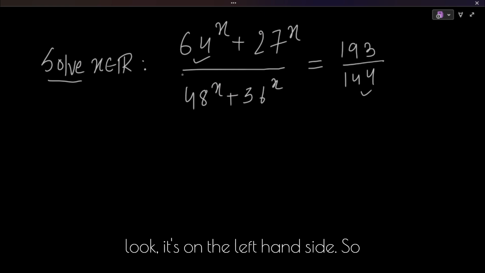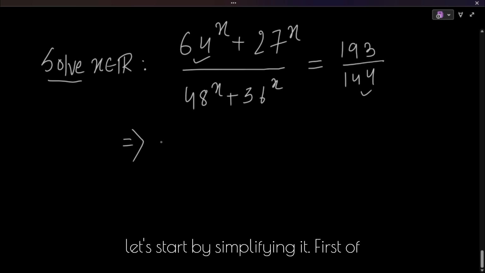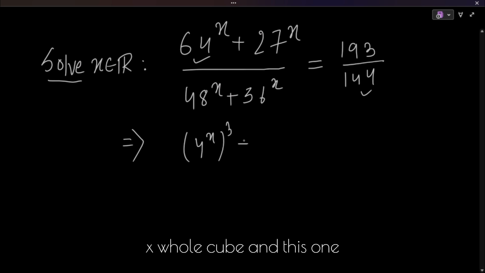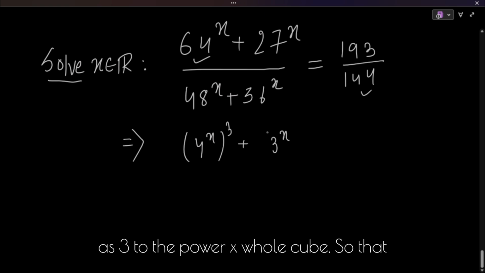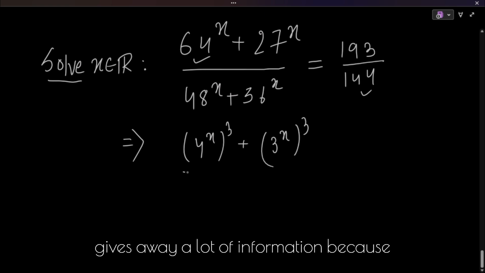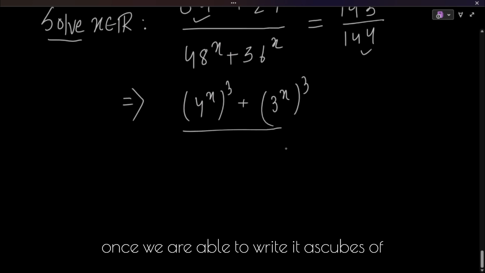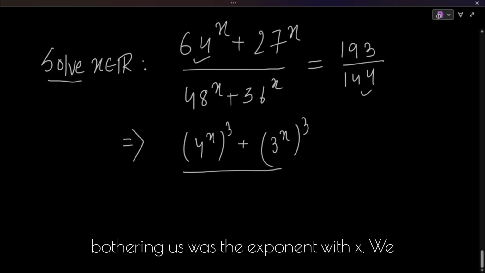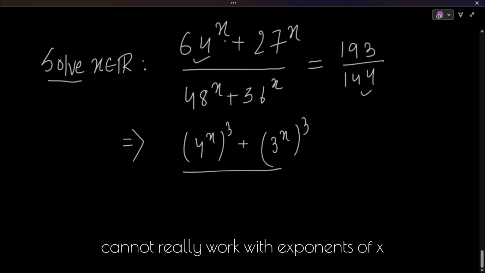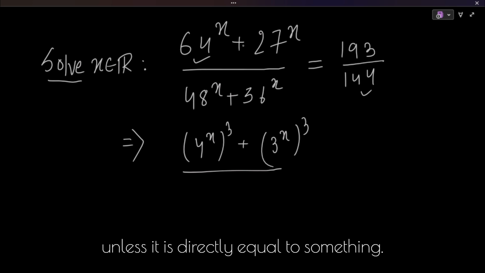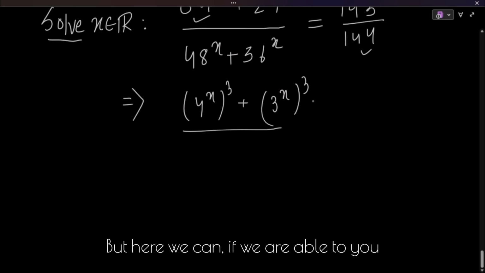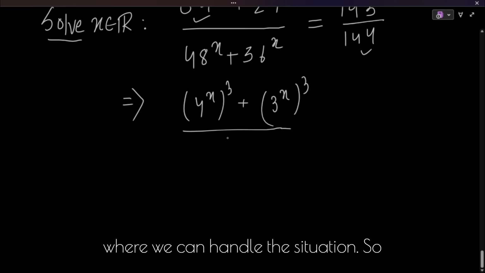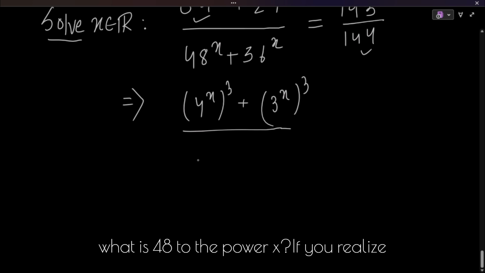What we want to look at is the left hand side. So let's start by simplifying it. First of all, we can write this as 4 to the power x whole cube, and this one as 3 to the power x whole cube. So that gives away a lot of information because once we're able to write it as cubes of something, the only thing that was bothering us was the exponent with x, right? We cannot really work with exponents of x unless it is directly equal to something. But here we can, if we are able to reorganize it in a certain way where we can handle the situation. Okay.